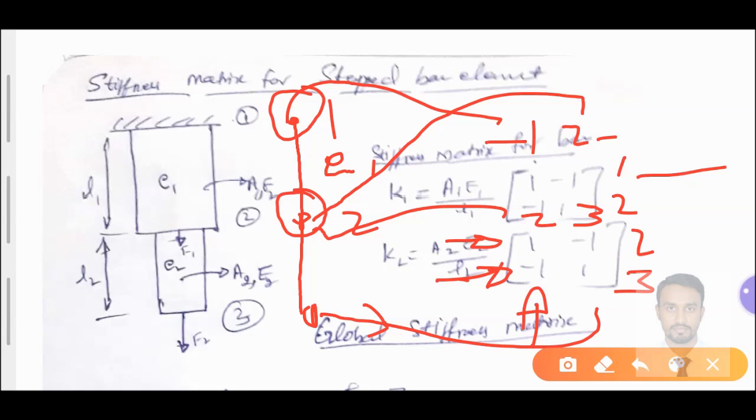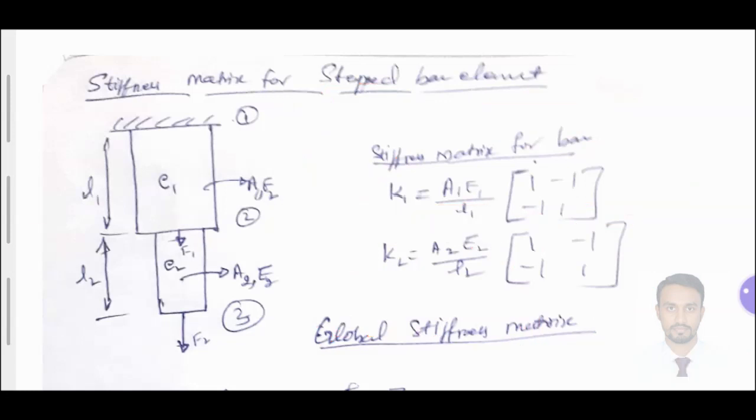Why? The element will start from here and end at this point, element number 2. The stiffness matrix name is given as 2 and 3. Now we have the idea of where it will start and where it will end. The row and column numbering of the matrix is given based on the nodes between which the element is present, from the starting point to the end point.